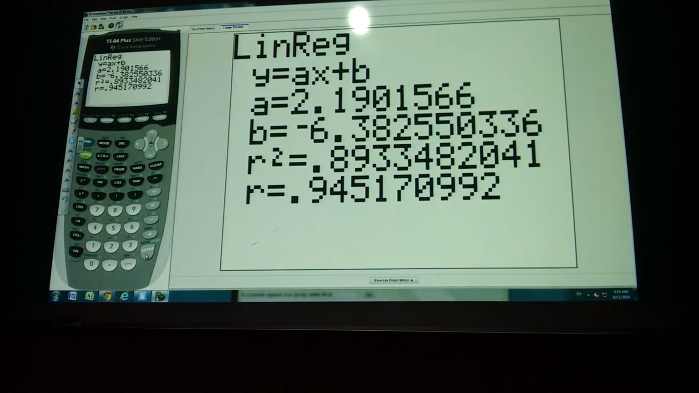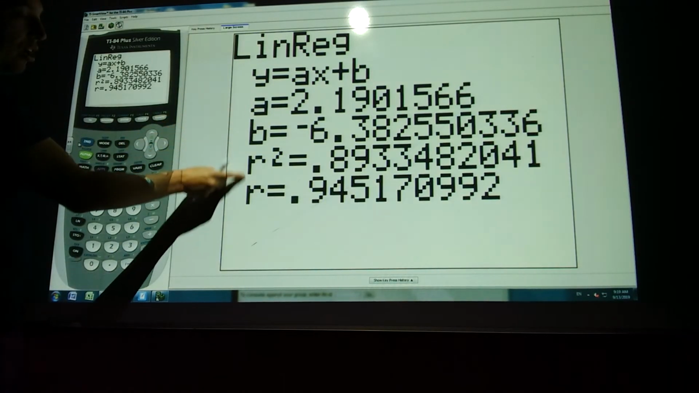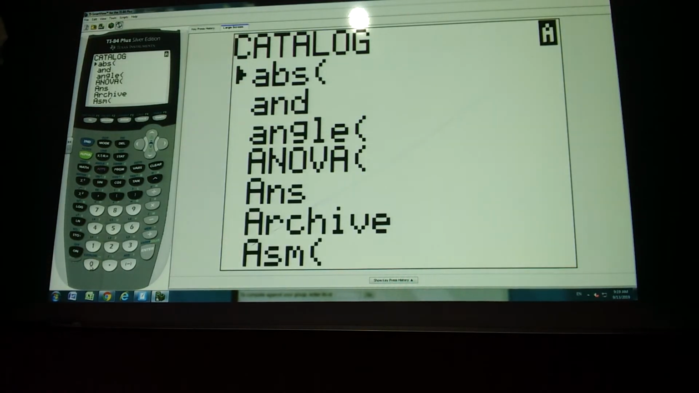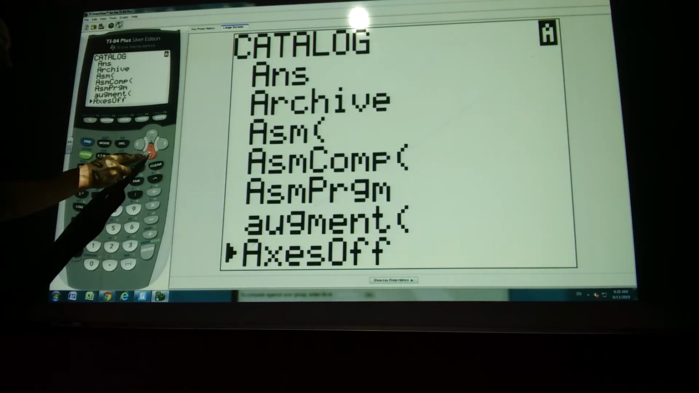0.945. Now, if your calculator does not have that, which many might not, this is how you get it. You only have to do this one time. I don't know why you have to, but you do. If you only have A and B and don't have R and R squared, you need to go down to second catalog, second 0. You're going to go all the way down to diagnostic on. Yours will go a little faster, diagnostic on.